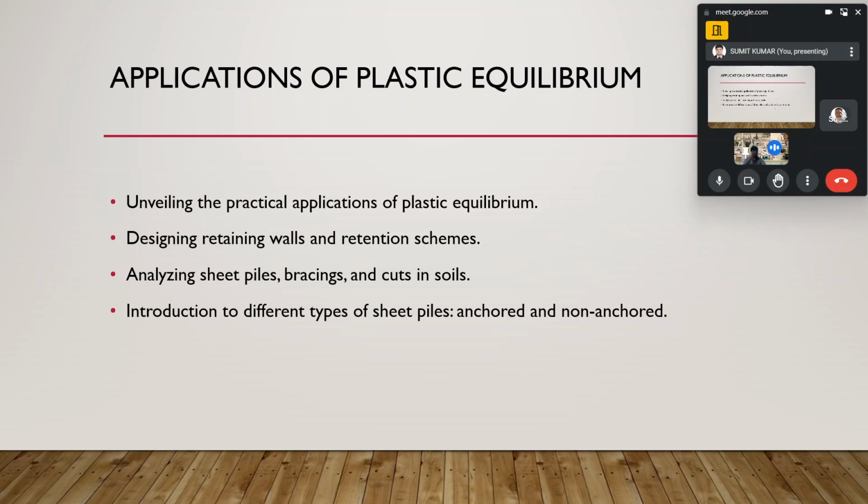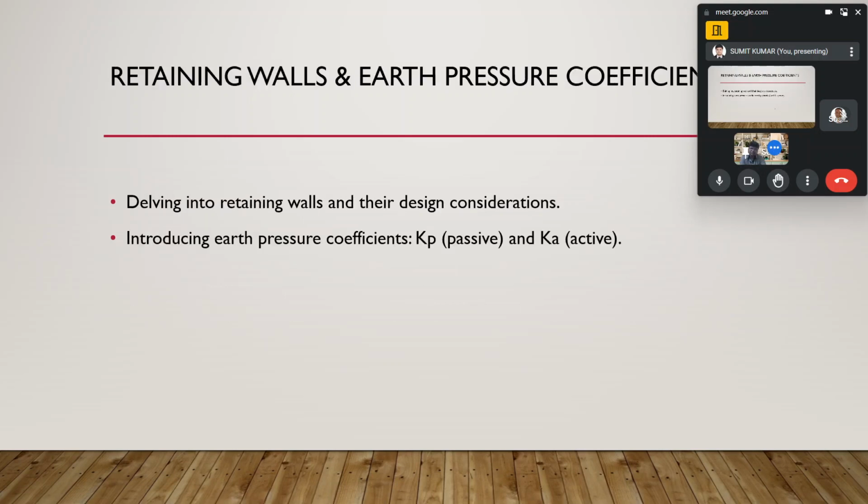So plastic equilibrium becomes very important for the geotechnical engineer: designing retaining walls and retention schemes, analyzing sheet piles, and dressings and cuts in the soil, including the different types of sheet piles, anchored and non-anchored. Apart from that, with the retaining wall and earth pressure coefficient, two of the most important factors we are dealing with are the active earth pressure and the passive earth pressure.